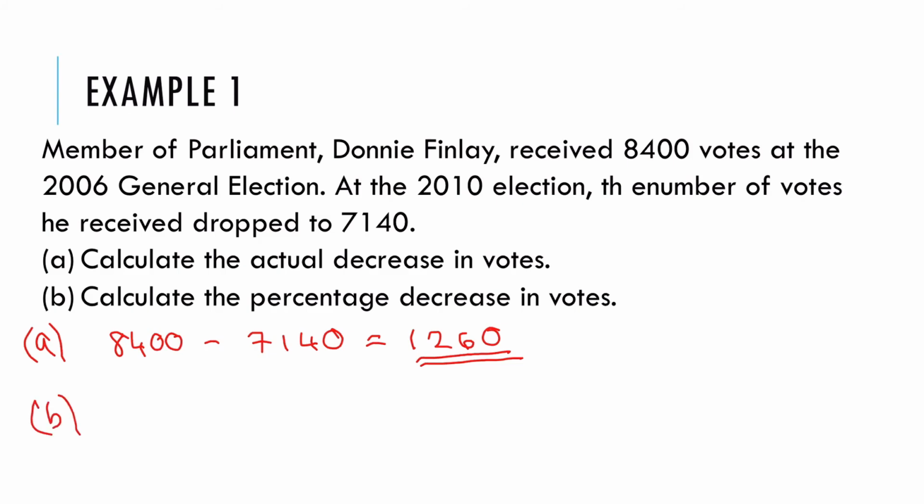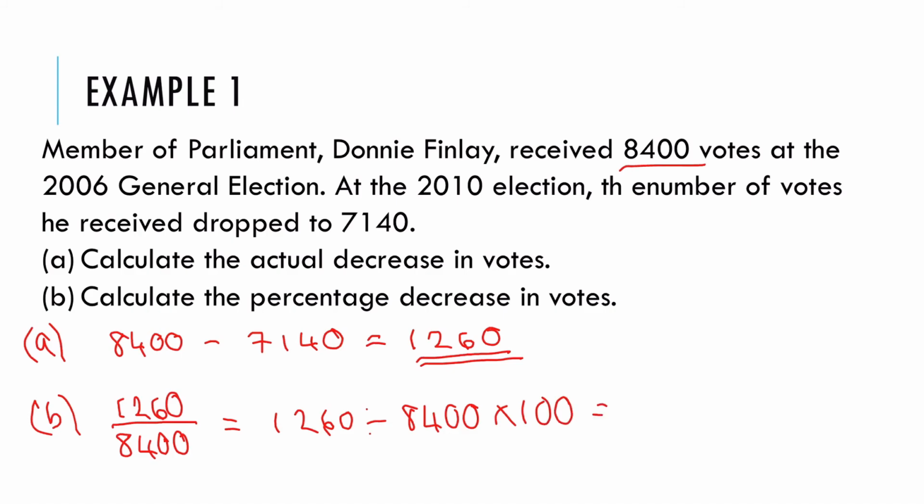The percentage decrease in votes, we take the actual decrease, we put it over the original number, so the original number was 8,400, and then we change that into a percentage by dividing top by the bottom and multiplying by 100. And that is a 15% drop in votes. Okay, so we can see here how the method is the exact same, it's just the wording that's a little bit different.